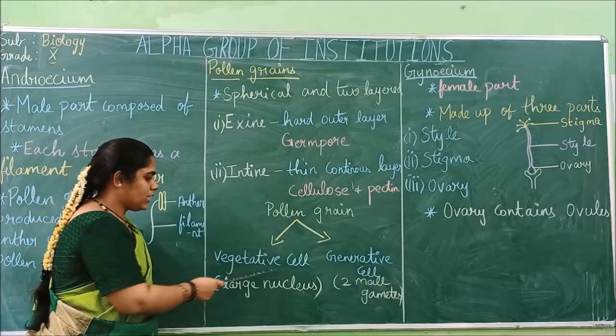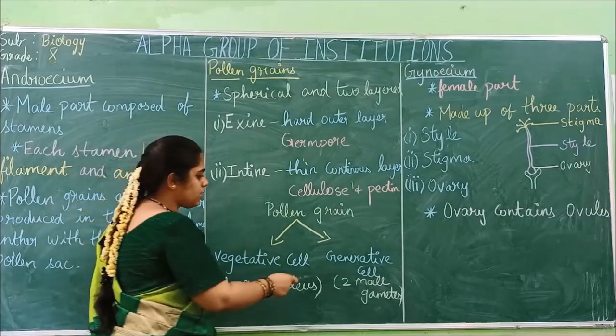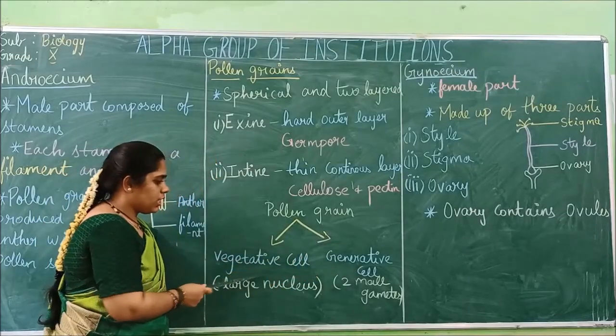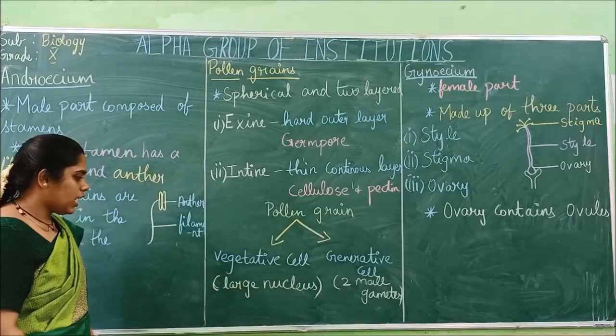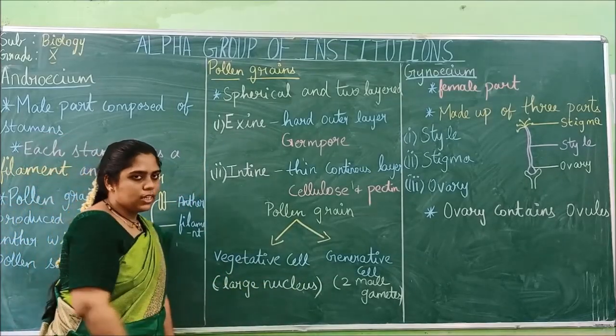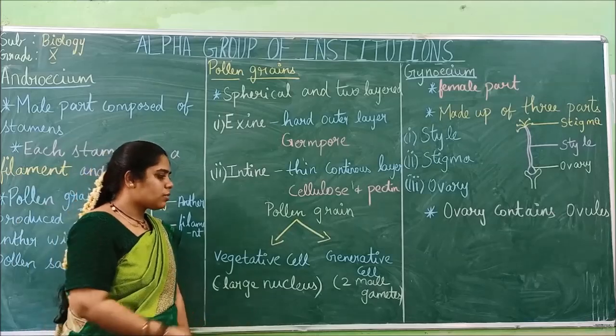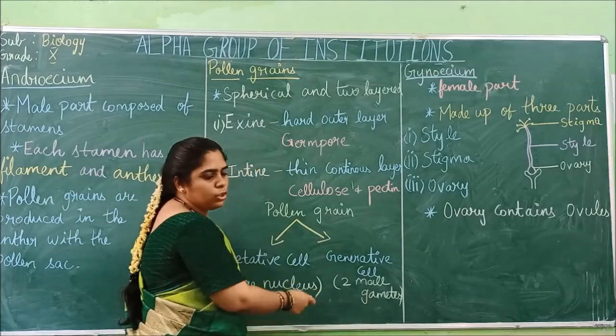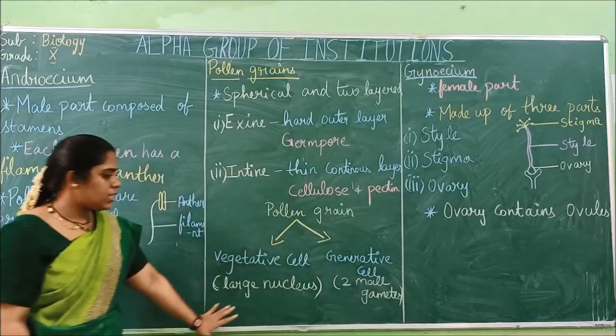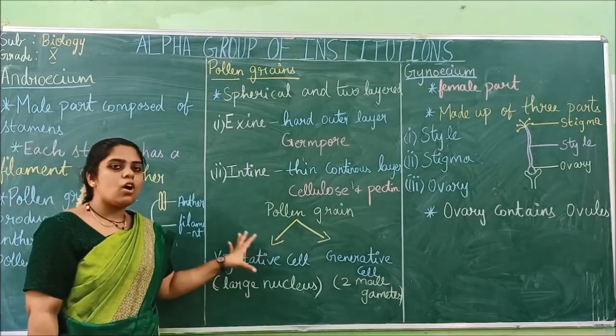One is the vegetative cell and the other is the generative cell. This vegetative cell has a large nucleus, whereas the generative cell has two male gametes. So from this we can find that this is the body cell.